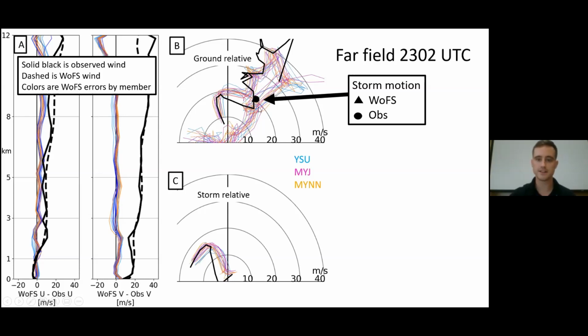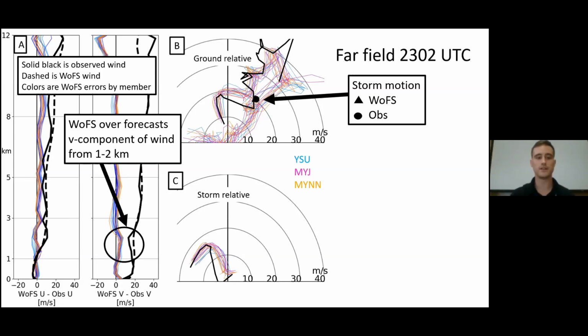Also here, it's difficult to distinguish the difference between these two in this particular observation, but we'll see that these differ a bit more in the future. The triangle represents the WoFS storm motion, and the circle represents the observed storm motion. Here we have the ground relative hodograph, and in C here we have the storm relative hodograph, which will be especially helpful for diagnosing differences in SRH.